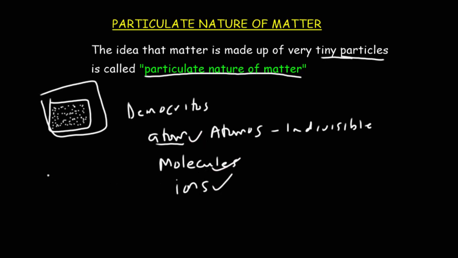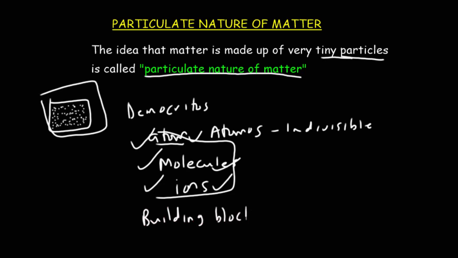And so in the 21st century, the very tiny particles that make up matter are atoms, molecules, and ions. All right. And atoms, molecules, and ions are what we refer to as the building blocks of matter. So the building blocks of matter are atoms, molecules, and ions.